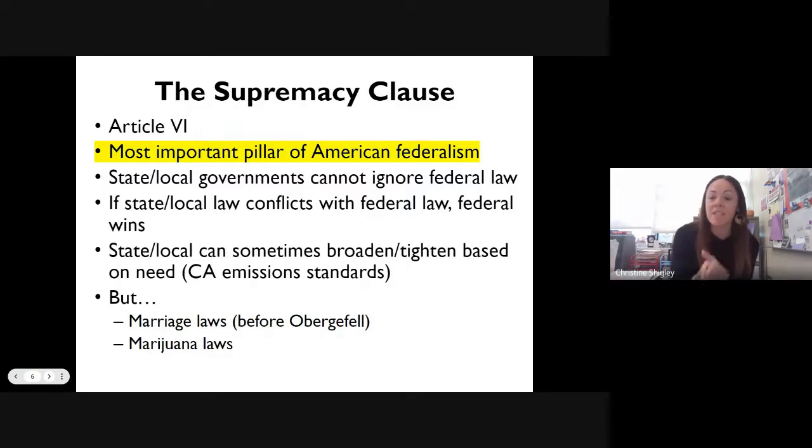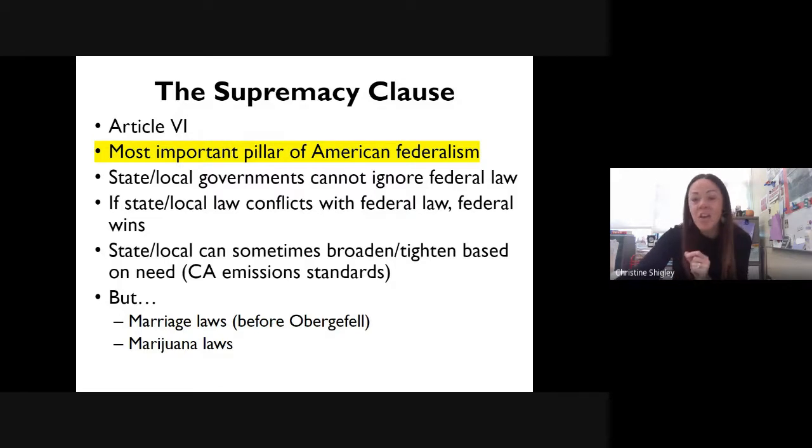So they wrote in the Supremacy Clause, which says that the Constitution and all laws made under it, national laws, would be the supreme law of the land. Which means that state and local governments cannot ignore federal law. If state or local law conflicts with federal law, federal law wins.